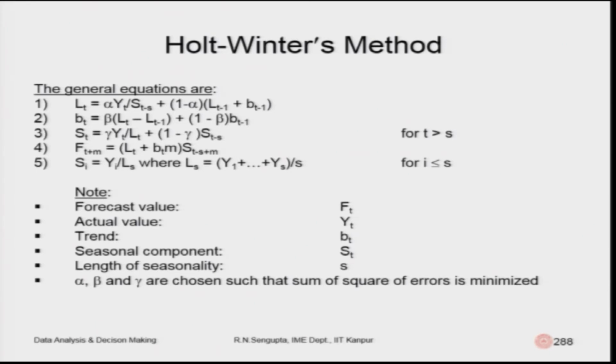So, now there would be three factors. One would be alpha, the weights for the actual values. Point number 2 is beta, the weights for the trend, and point number 3, gamma, would be the weights for the seasonality.